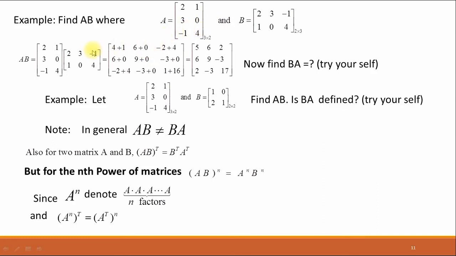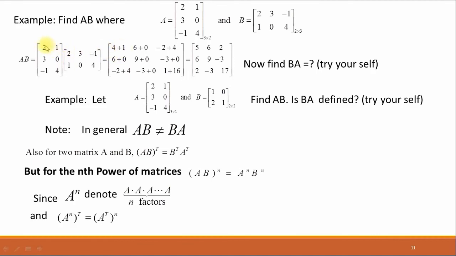For the multiplication, note that we fix this row and apply it to the first column, this to the second column, and this to the third column. For example, in the multiplication of AB, fix this row and apply it to this column. 2 multiplied by 2 is equal to 4. 1 multiplied by 1 is equal to 1.